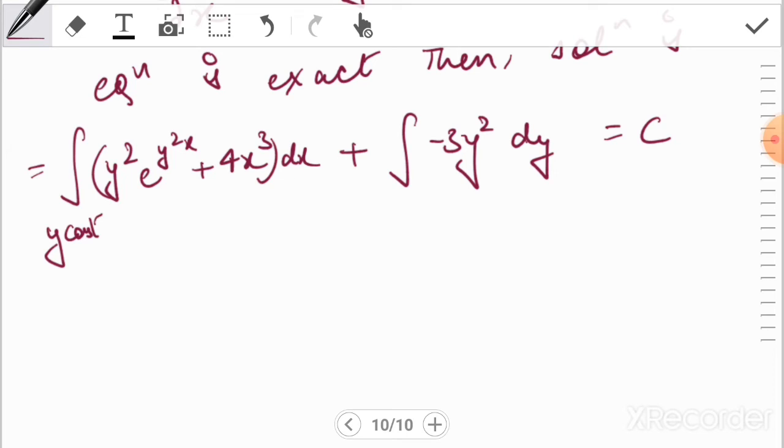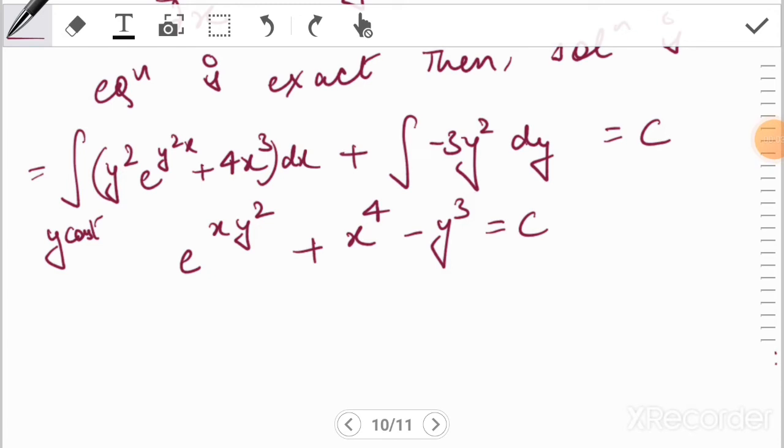So this will be equal to e raised to the power xy square, and y square by y square will get cancelled, plus x power 4 by 4, so 4 will get cancelled, and here minus 3y raised to the power 3 by 3, then 3 will get cancelled, so y cube. So this is the required solution. Okay.